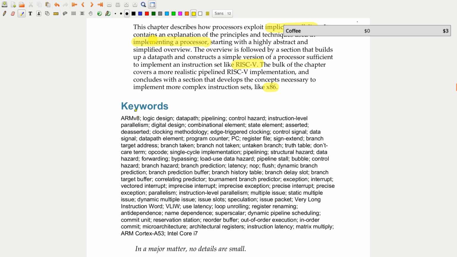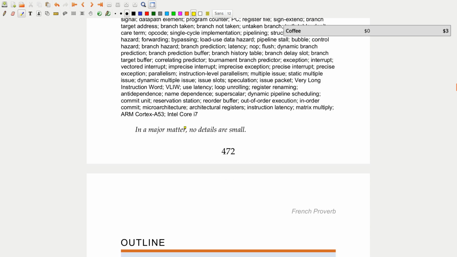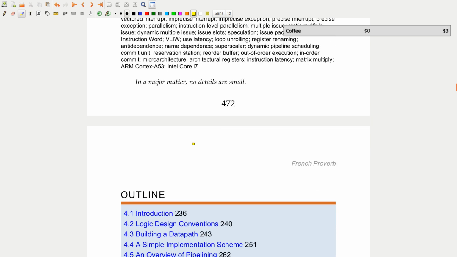As you can see, we have many, many keywords today. Fortunately, I'm not going to list them all.